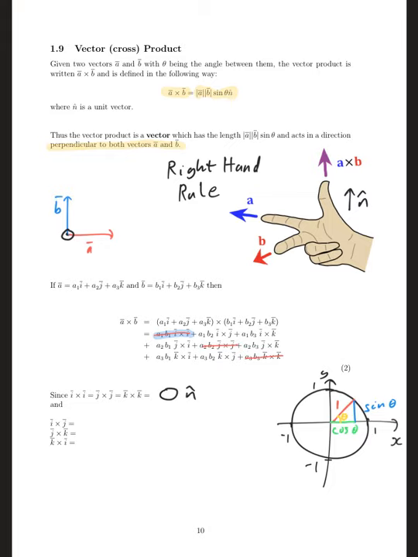So the next thing we want to worry about is what's I cross J, J cross K, and K cross I. Well, these angles between them are all 90 degrees.